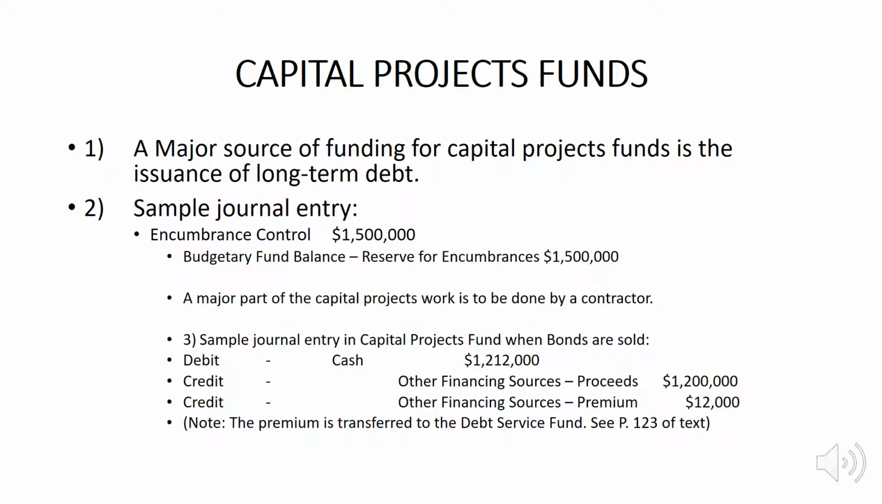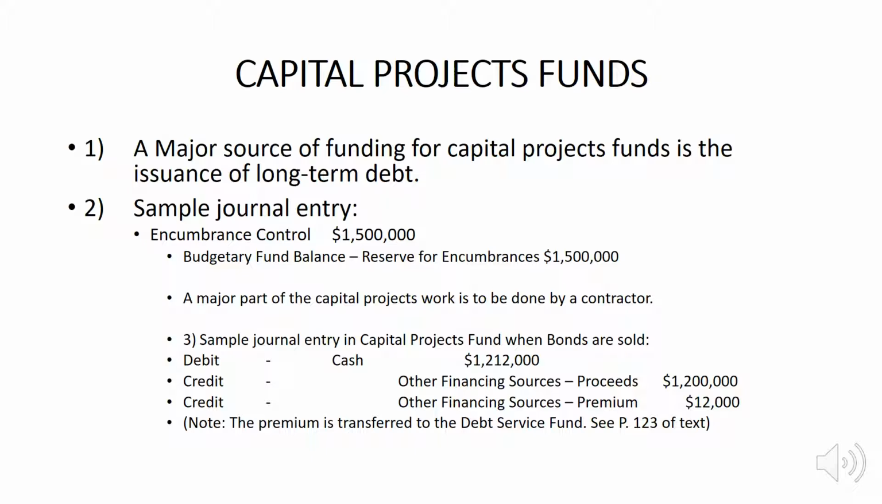So in number 2, the first journal entry, the city council votes and they approve a budget of $1,500,000. So what you see here is a debit for encumbrance control for $1,500,000, and you see a credit to budgetary fund balance for $1,500,000. Notice that a major part of this capital projects work is to be done by a contractor.